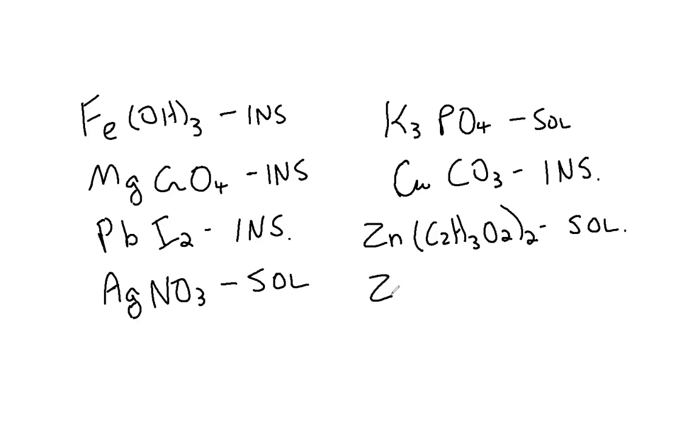Let's look at zinc phosphate. Okay, so again, we have to look at the anion, and phosphate is in the second group, the insolubles. Zinc is not an exception. This is insoluble.